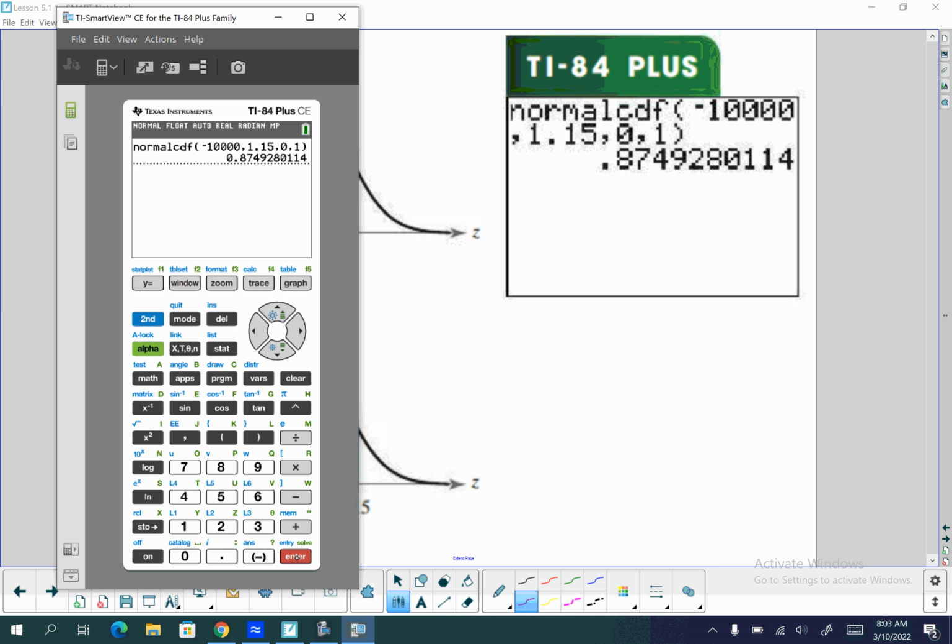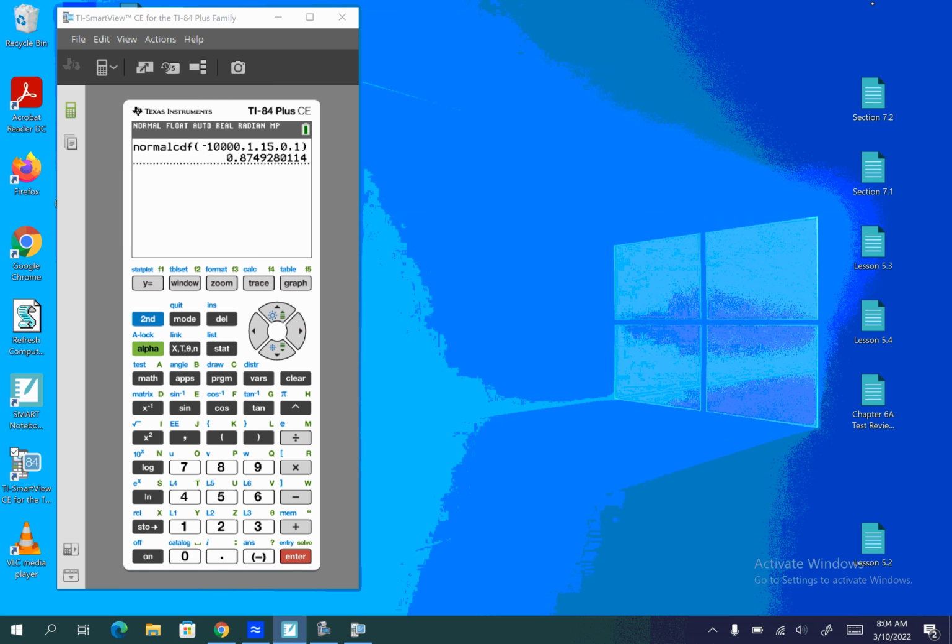Are you doing it on your screen there? Is it working? Yeah. You guys have this graphing calculator on your computers. I forgot those were on there. The icon looks like this. It's TI Smart View. If you want to play with it, you can.